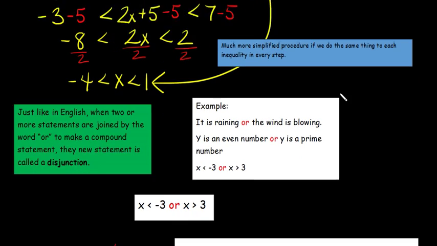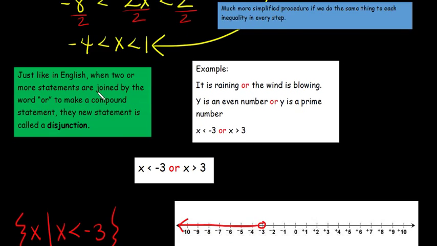All right, now we're going to talk about the word or. Just like in English, when two or more statements are joined by the word or to make a compound statement, the new statement is called a disjunction. It's like either this or this, such as it is raining or the wind is blowing. Here's an algebraic statement. Y is an even number or y is a prime number.